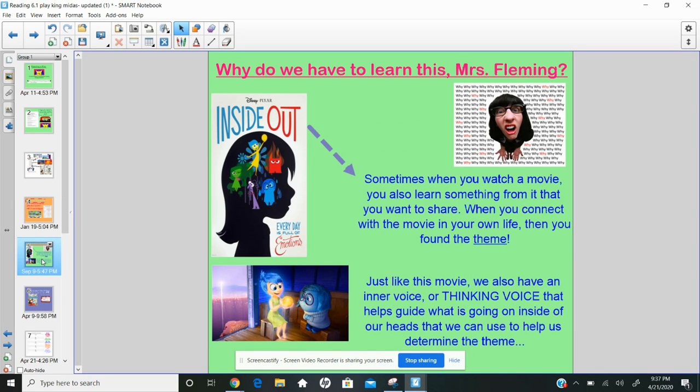And we know that we want to practice this because this is what helps us in our own life, right? This is where we connect things and learn how we can change how we are. And it's that thinking inside our brain, like the Inside Out characters, right? We want to use this thinking voice to help guide us when we're trying to determine the theme. And in our own lives, we want to be thinking about the stories we've learned and lessons that the characters have learned in the story that we can use in our own life.